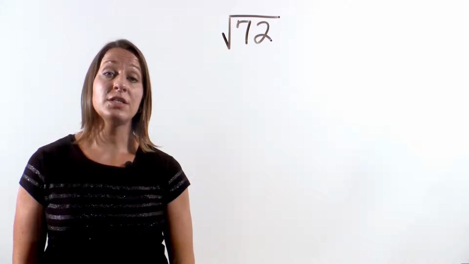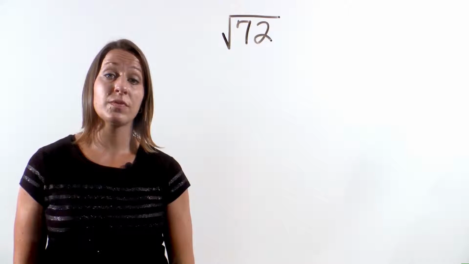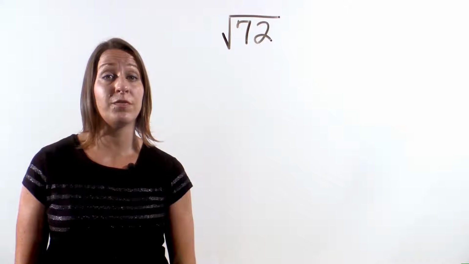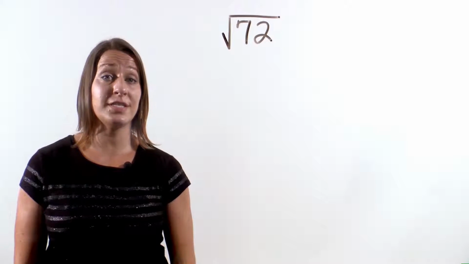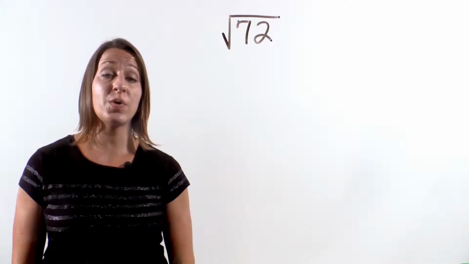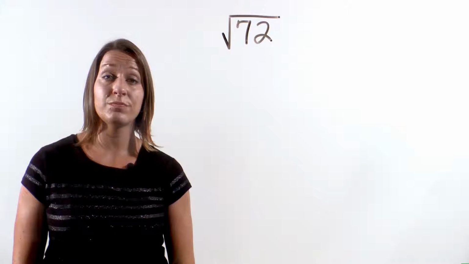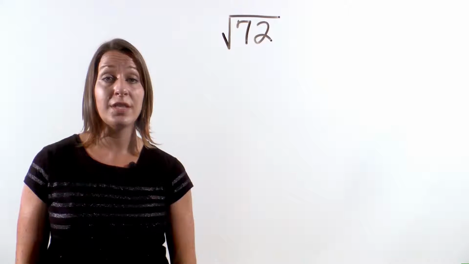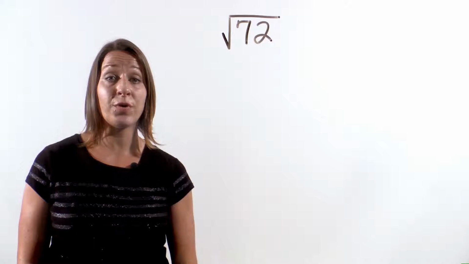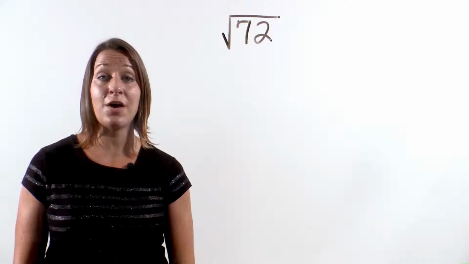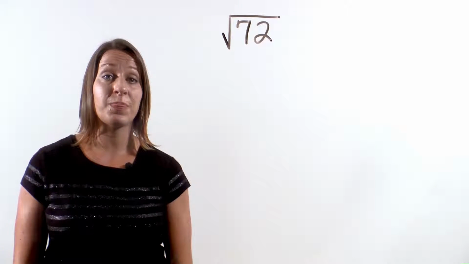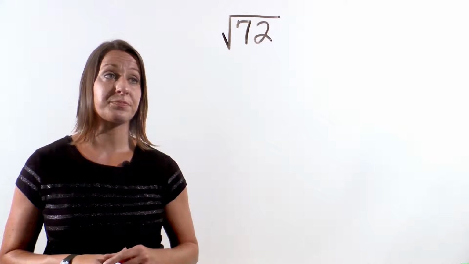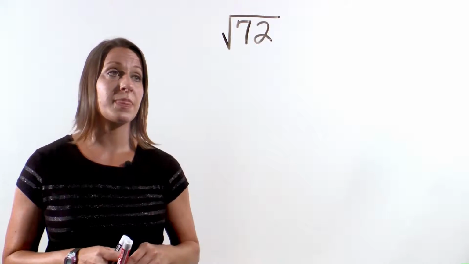Okay, let's try another example. What if the number underneath the radical sign was not a perfect square number? Take a look at this example. What is the square root of 72? Well, 72 is not a perfect square. That means there's not a whole number when you times it by itself produces 72. But we can still take the square root of 72. Let me show you how.